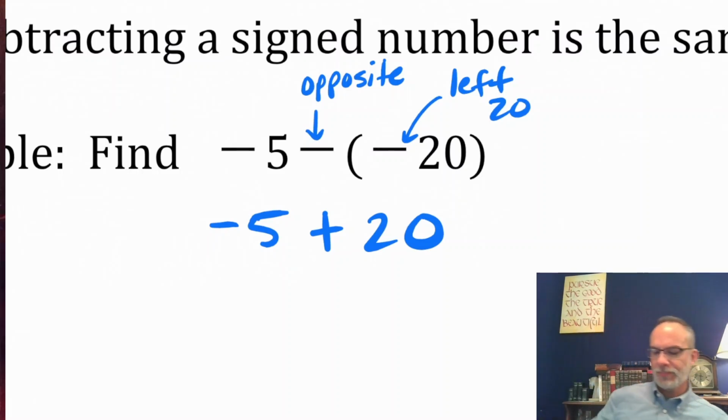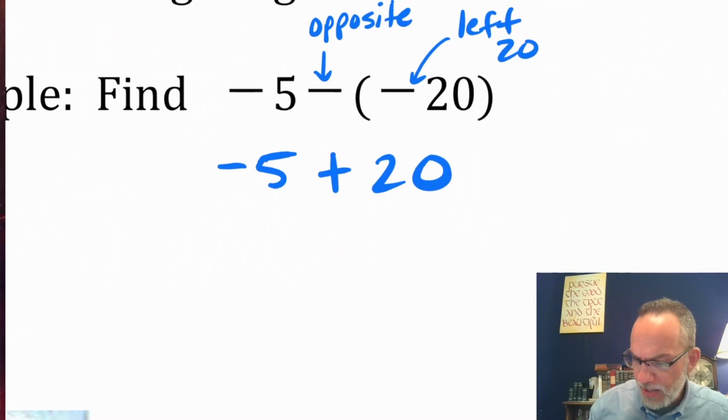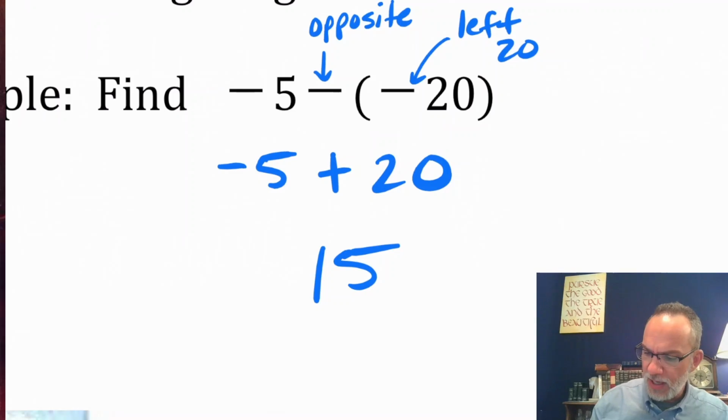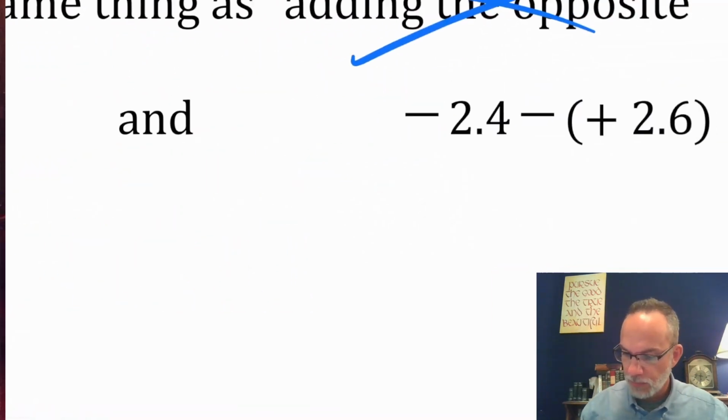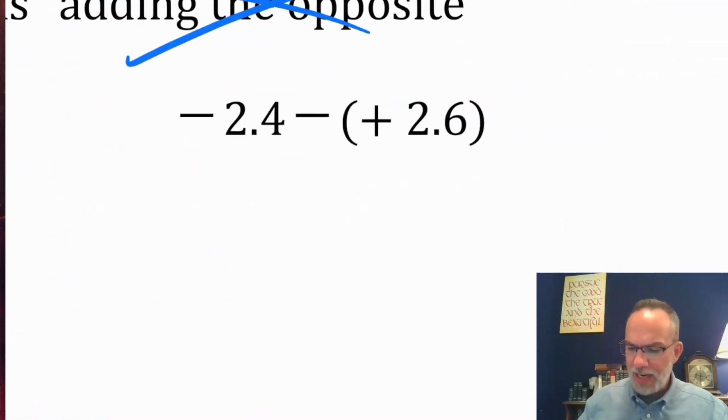See what I mean? Now, once we get the signs combined, are the signs the same or different? They're different. Find the difference, which would be the number 15. What's the sign of the final answer? Positive, even though I don't have to write that, but I will just to be deliberate. How about this one? Negative 2.4 minus a positive 2.6. Again, this sign here means opposite.